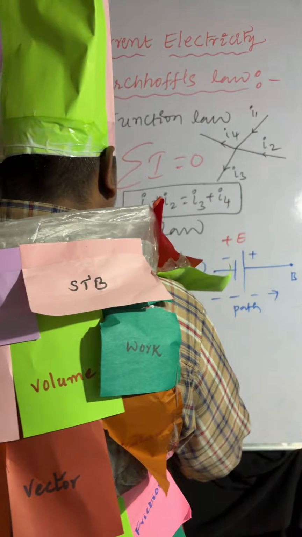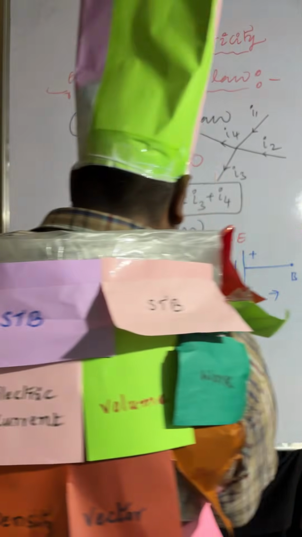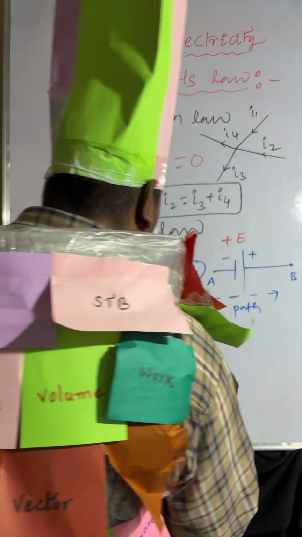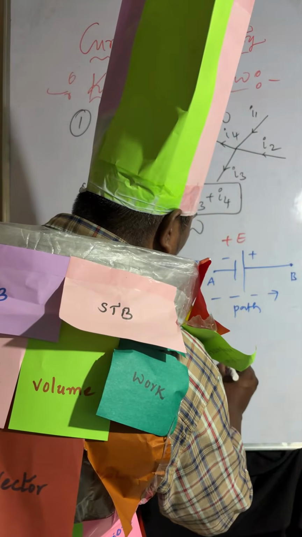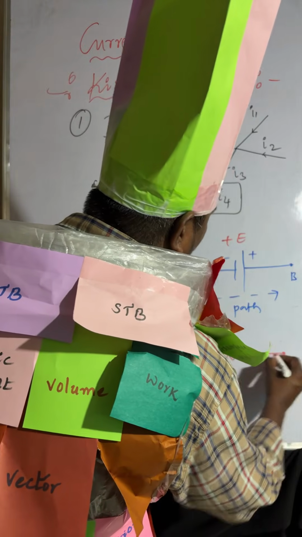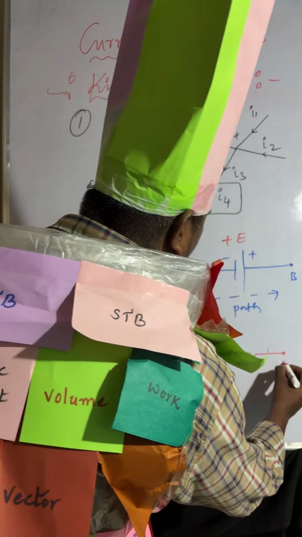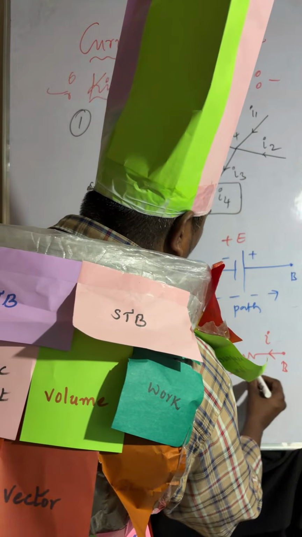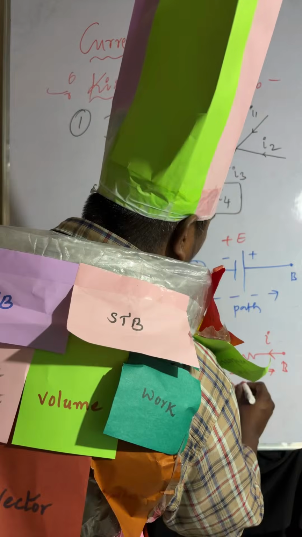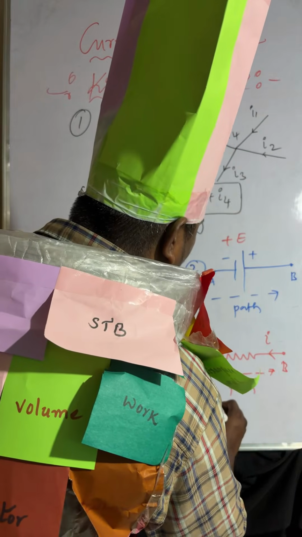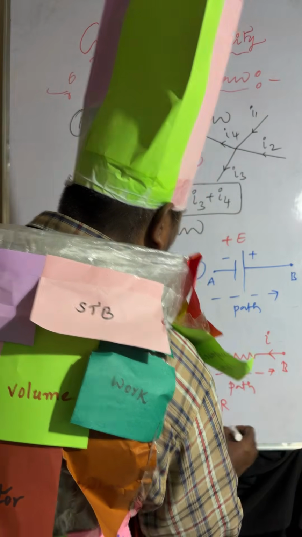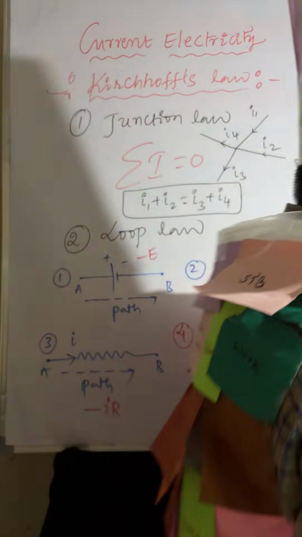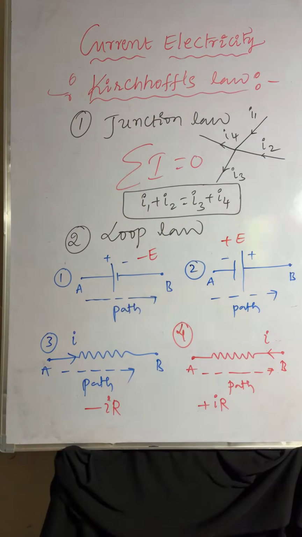So here you can observe the fourth point. If you are going across the resistor, this is AB, so you are moving opposite to the current direction. This is the path. Then there is an increase in potential, so that's why plus IR. Understood? So these points are very, very important.